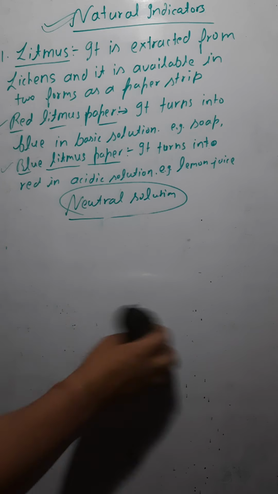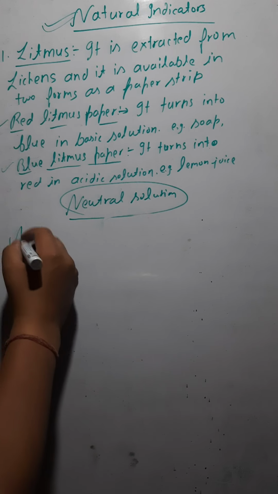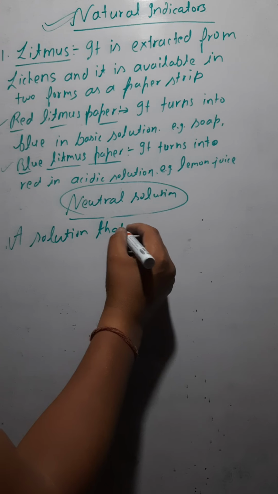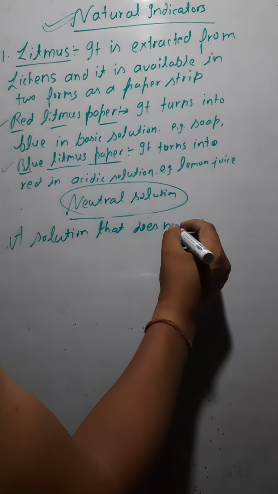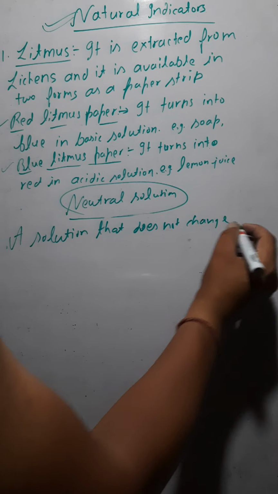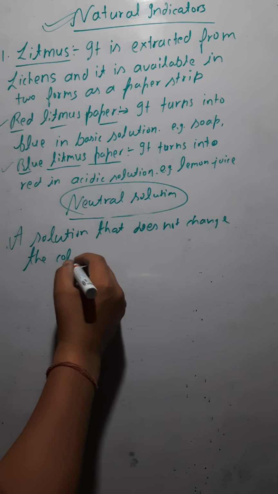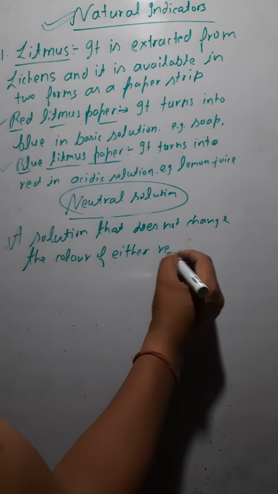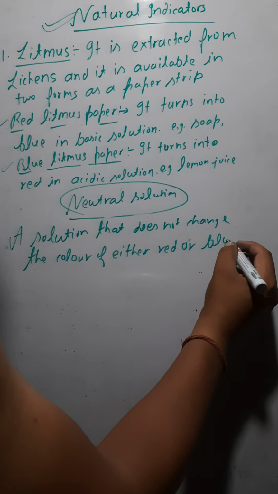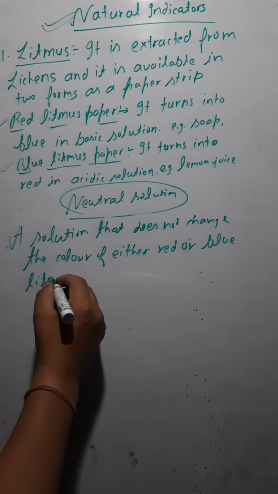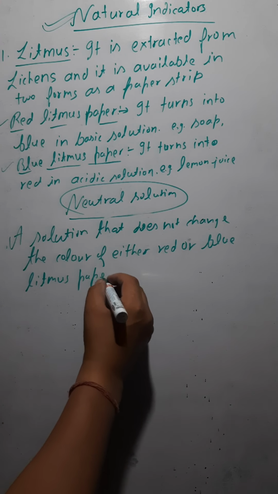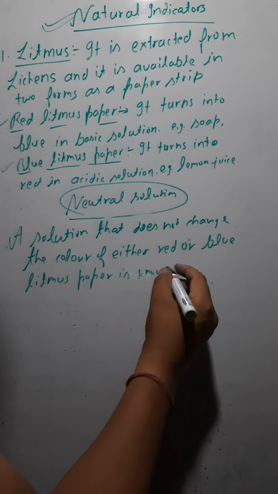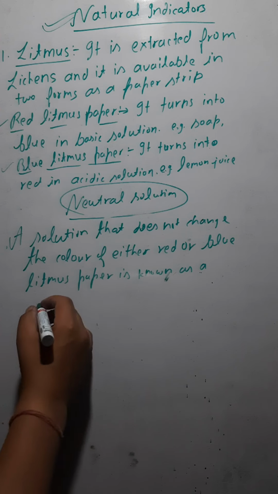So let me write this about the neutral solution now. A solution that does not change the color of either red or blue litmus paper is known as a neutral solution.